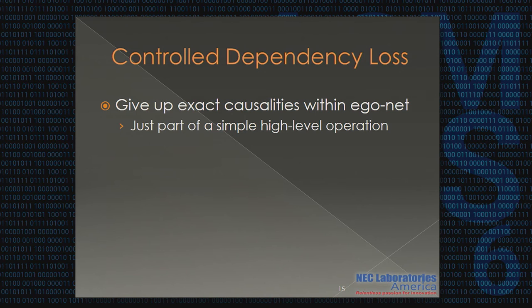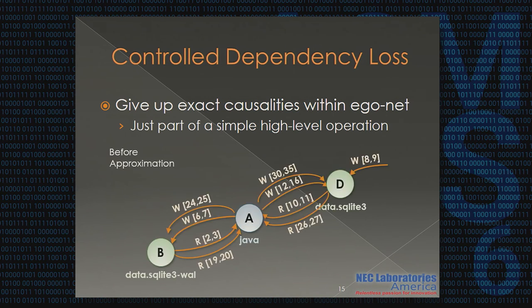So just because these dependencies, although they are very complex, are simply a part of a high-level operation, we argue that we could simply give up the exact causalities within the ego net. Whether we have one more or one less node or edge within this ego net does not really hurt our understanding of the high-level operation. Let me give you an example of how our approximation approach works.